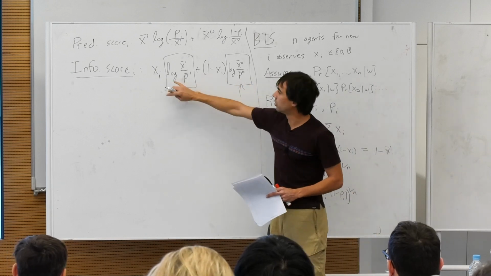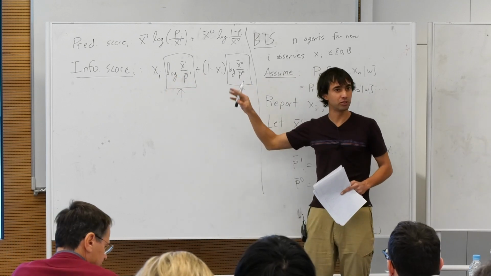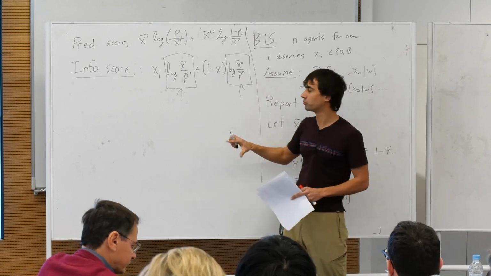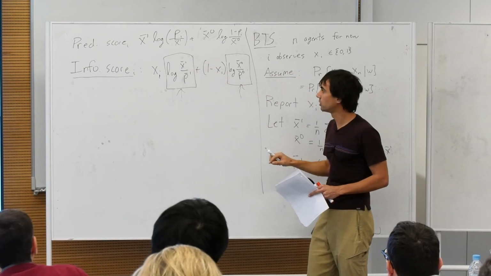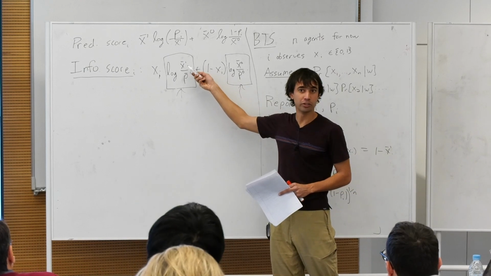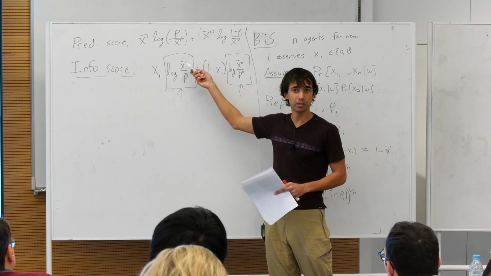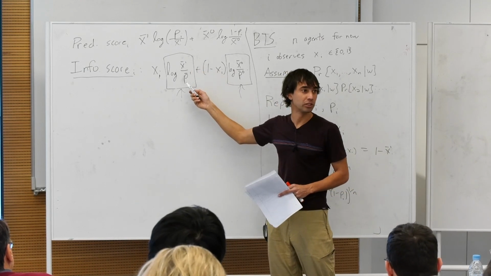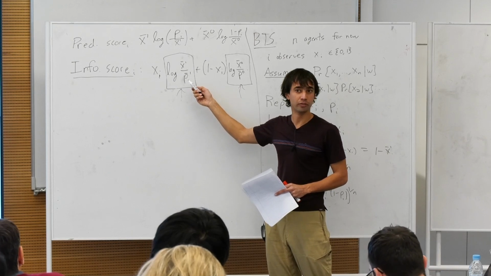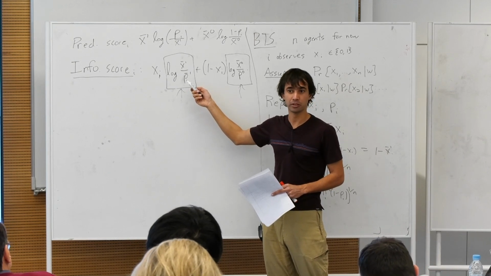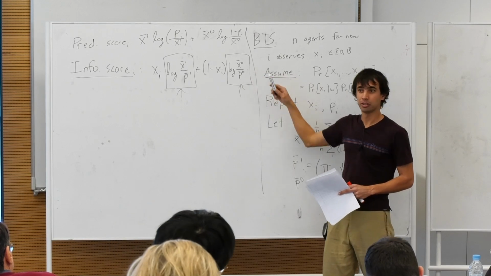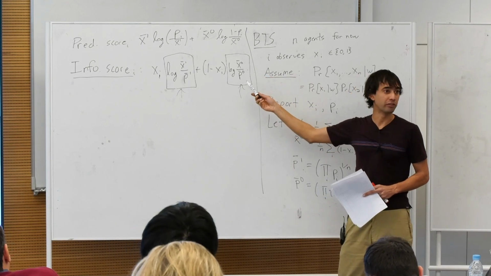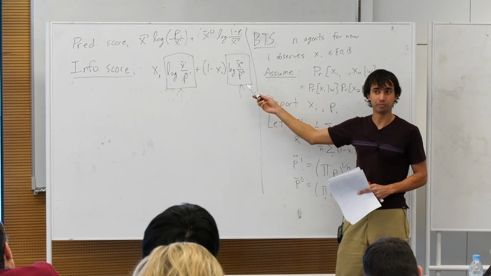What are these scores? Well, log is just a monotone transformation. Larger numbers get larger. So let's just think about these ratios. The actual fraction of people who reported 1, over the average prediction of people reporting 1. The actual fraction of people who reported 0, over the average prediction of how many people will report 0.